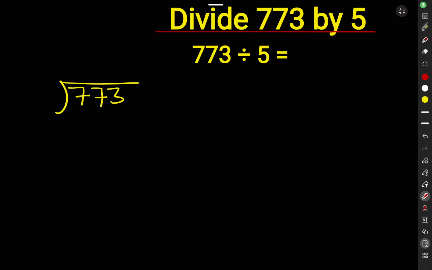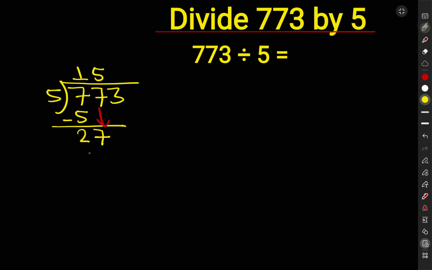Here we divide 773 by 5 in a long division method. 5 times 1 is 5. On subtracting we get 2. So now we put down this 7 and it is 27.